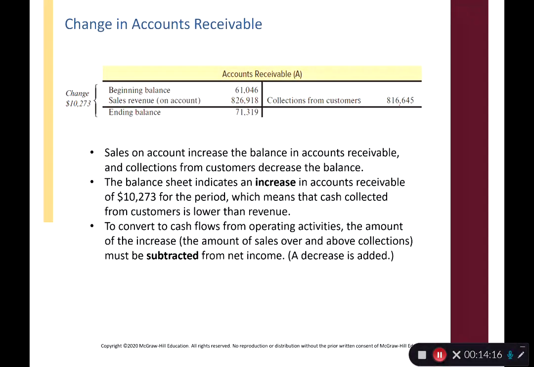What we want on the cash flow statement is effectively the 816,645 that was collected. But what we have is the effect on net income, which is 826,918. Well, the change is a positive 10,273, and the rule says we subtract increases in current assets. So we have an increase in accounts receivable of 10,273, which we're going to subtract, and lo and behold, that's going to convert our net income effect, 826,918, to our cash effect, $816,645.